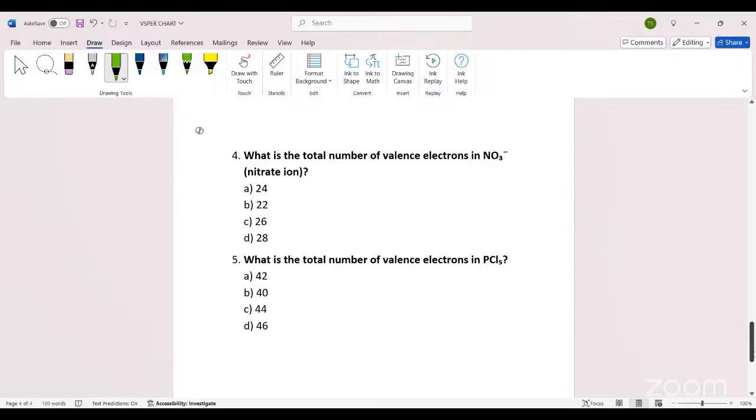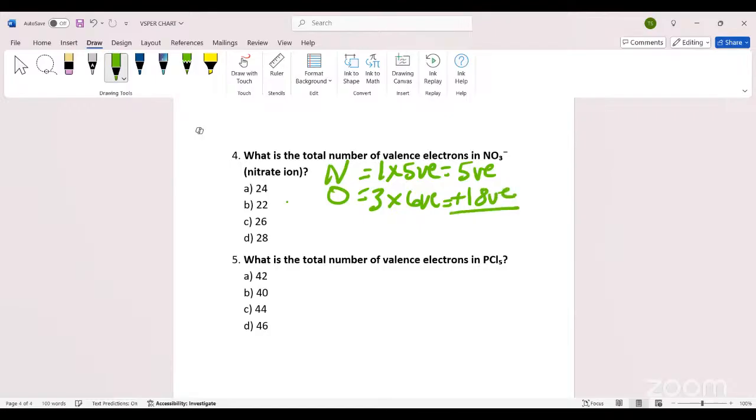All right, number 4. We've got NO3. So we've got nitrogen and oxygen: 1 nitrogen, 3 oxygens. Nitrogen is in group 15, so you're going to multiply that times 5. 1 times 5 gives you 5 valence electrons. You've got your oxygen, which is in group 16. Drop that 1 and you get 6 valence electrons. 3 times 6 is 18. Now, if we add 5 plus 18, we get 23 valence electrons.